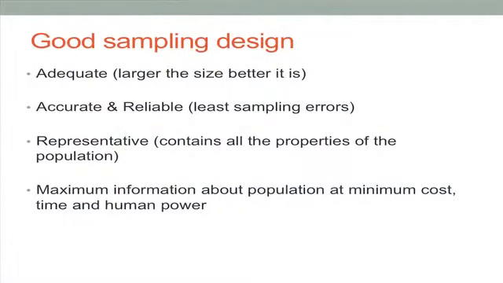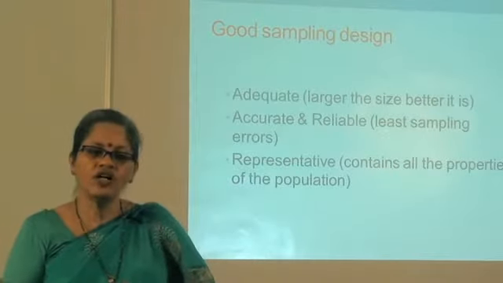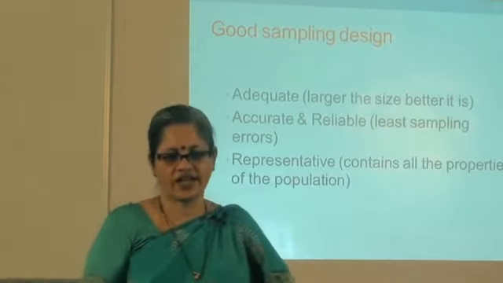It should be accurate and reliable. That means it should have the least sampling error. It should be representative. That is very important. You may have a large sample size, but if it is not in a true sense representing your population, then your findings cannot be generalized.